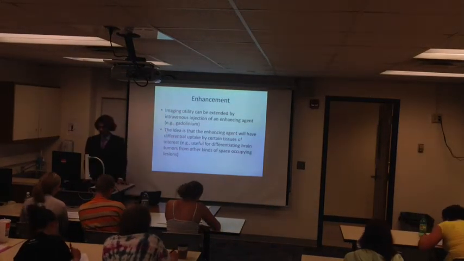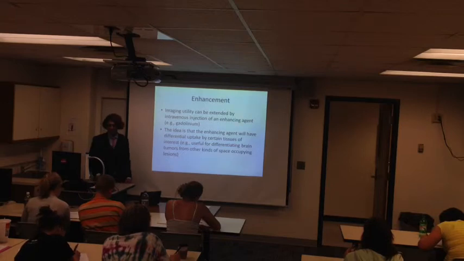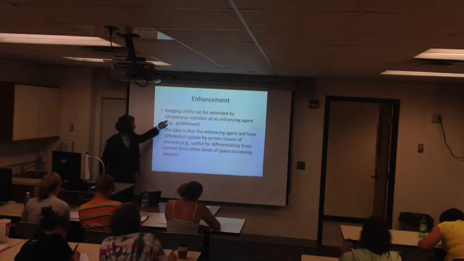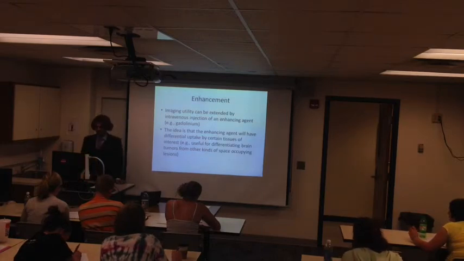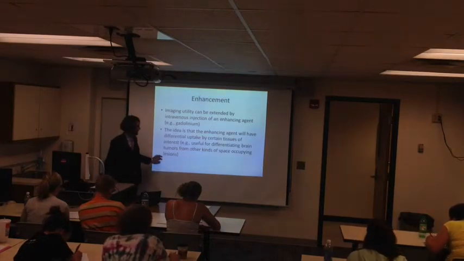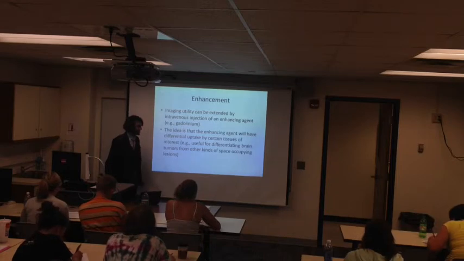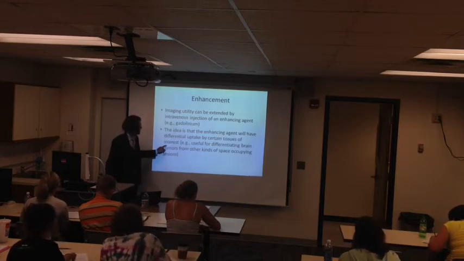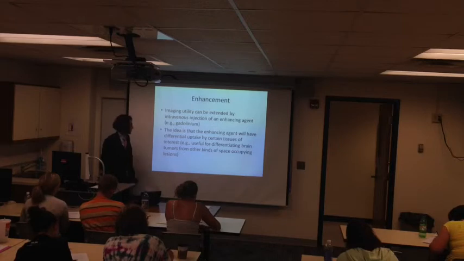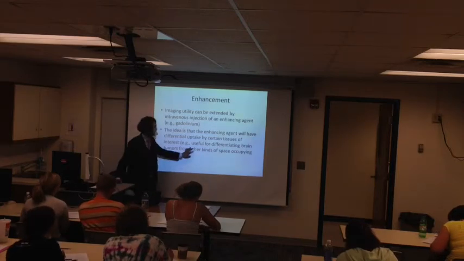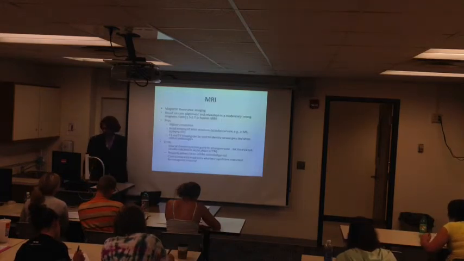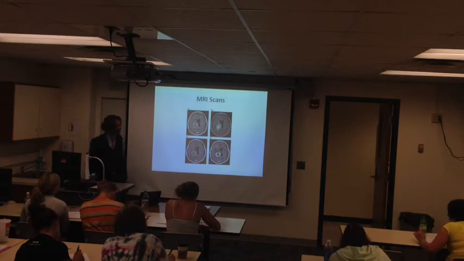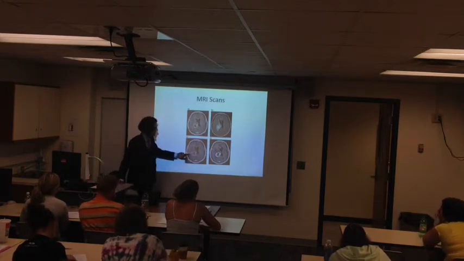Enhancement is an important concept in the context of imaging. Imaging utility can be extended by injecting an agent like gadolinium that has some kind of differential effect. That's really the core here. What you want this drug to do is to make certain kinds of structures of interest easier to see, right? A real common example is that there are certain kinds of brain tumors that will take up certain kinds of enhancing agents. And here's a picture of that. I think this is called a ring enhancement.